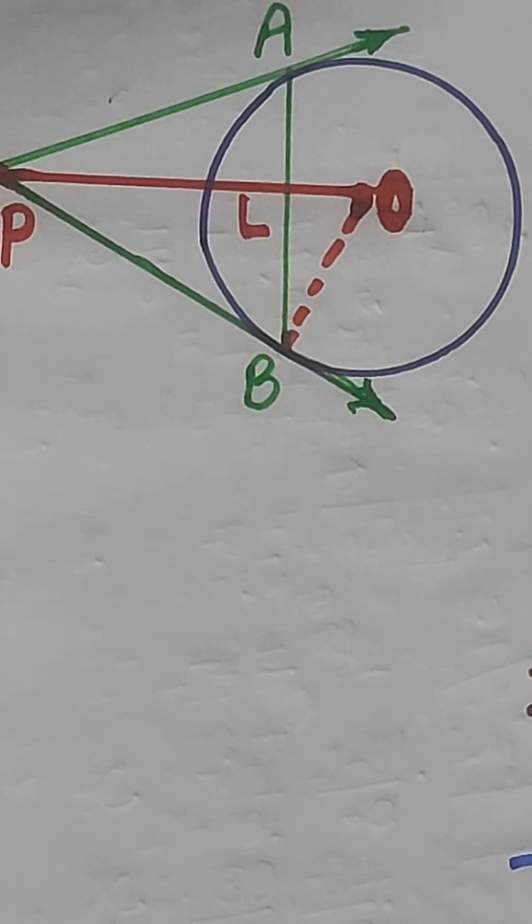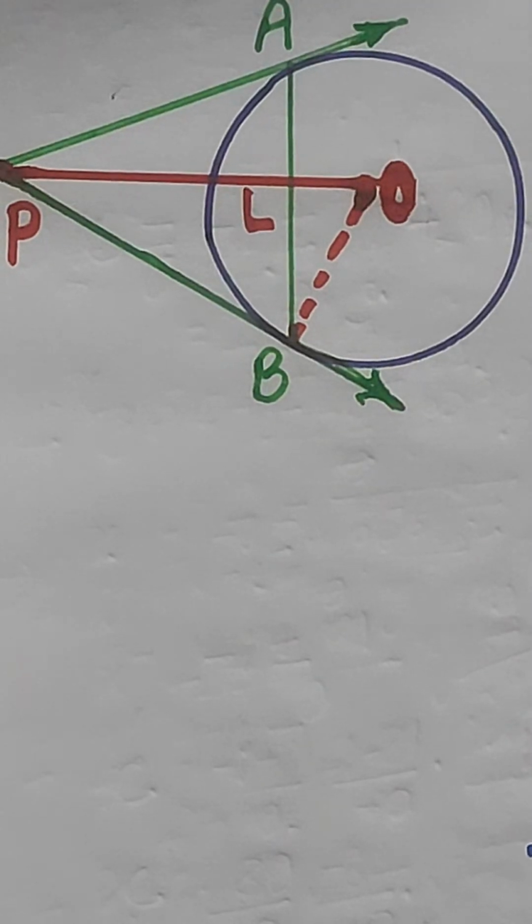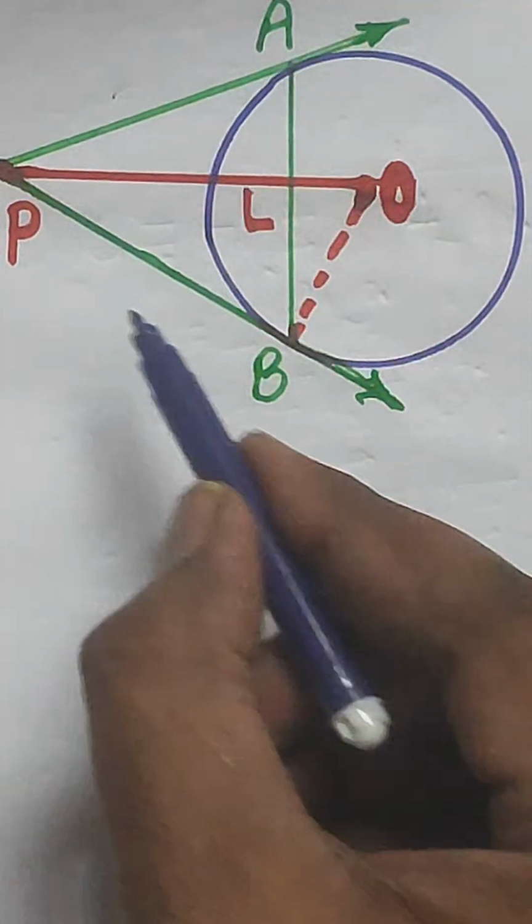So today we have taken one question where you can see in the figure a circle is there, right? Along with the circle, two tangents are drawn. Okay. So what are those two tangents? PA and PB. You can see PA and PB.